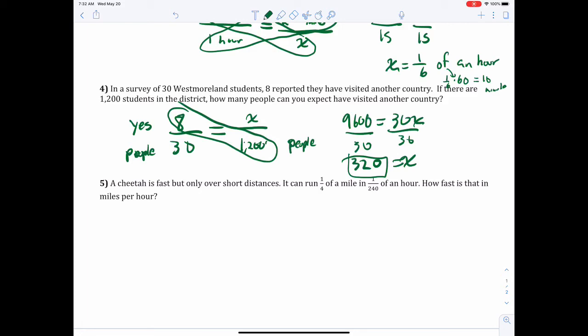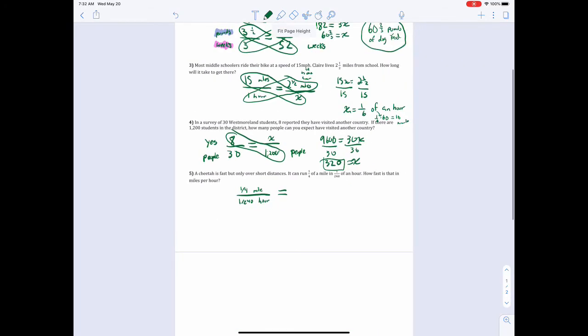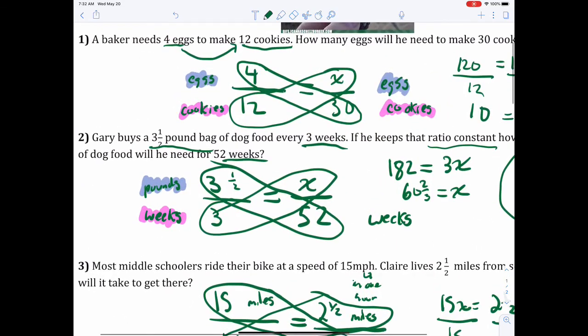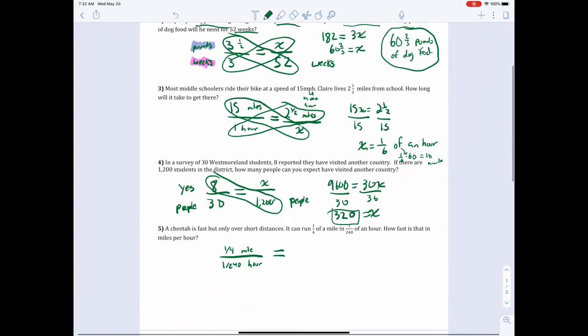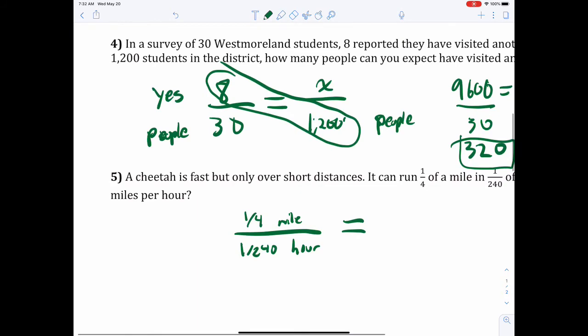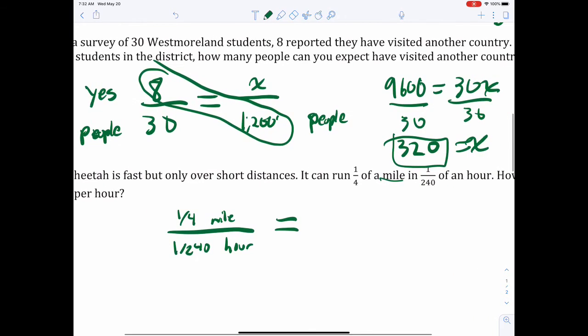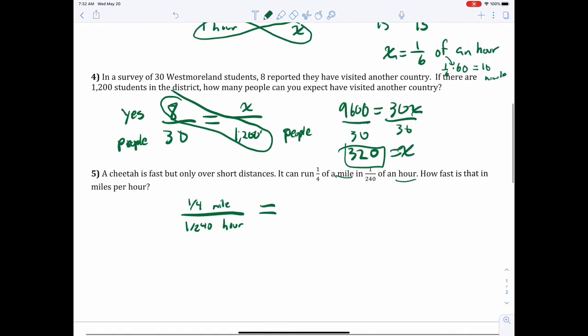So we can set up our ratio here, because we know it can do 1/4 of a mile in 1/240th of an hour. Don't be scared by the fractions. Set that proportion up just like we're talking about simple eggs and cookies. It's not eggs and cookies here, it's miles and hours. So we want to figure out how fast is that in miles per hour.